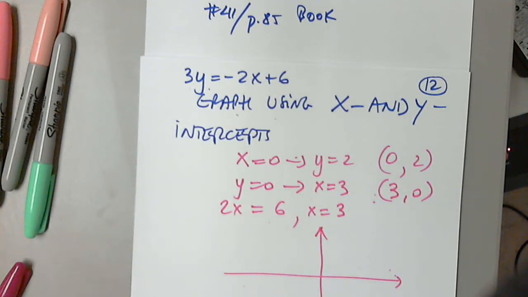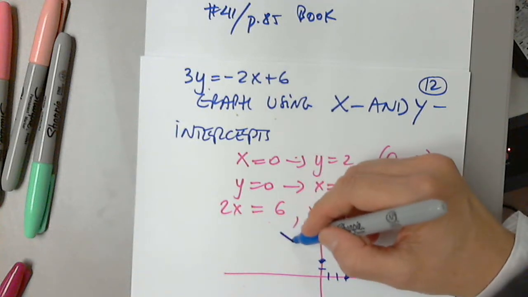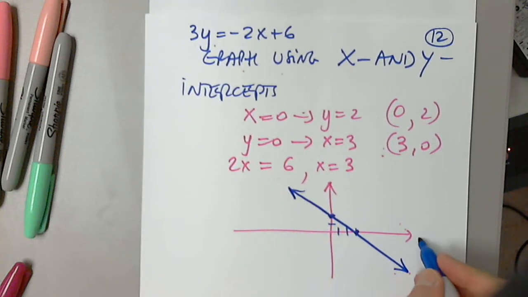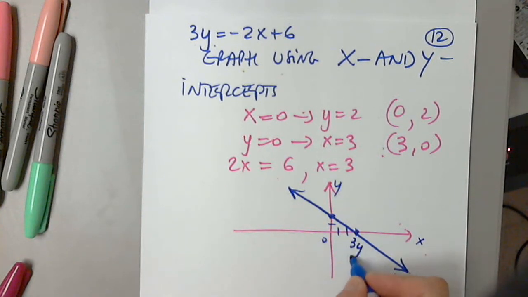Very good. We plot the points. 3, 0, 1, 2, 3, and 0, 2. Connect the points and extend the line. Please write the name somewhere. We graph 3y equals negative 2x plus 6.